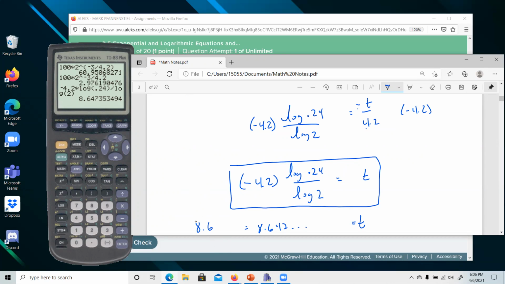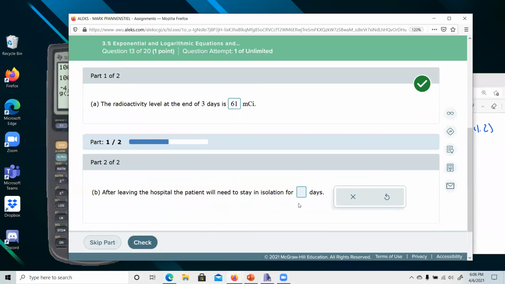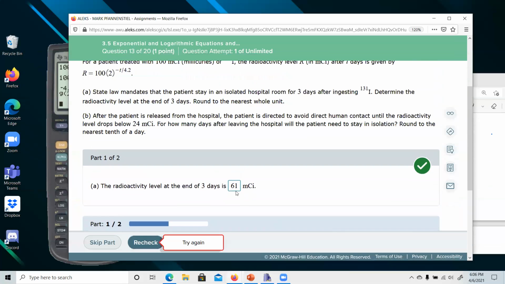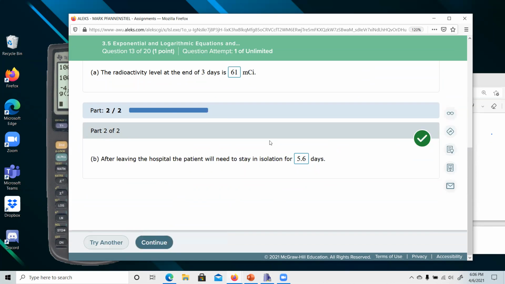Actually, if you tell somebody 8.6 days, they're not going to know what that is, so 8.5 is the answer I'd probably give the patient. Remaining in social isolation for 8.5 days, it seems unfathomable. Wait a minute, what do you mean try again? 8.6, 8.6. Oh, after leaving the hospital. So how long were you in the hospital for? We were in the hospital for 3 days. So 5.6. Sneaky. Okay, there we go.